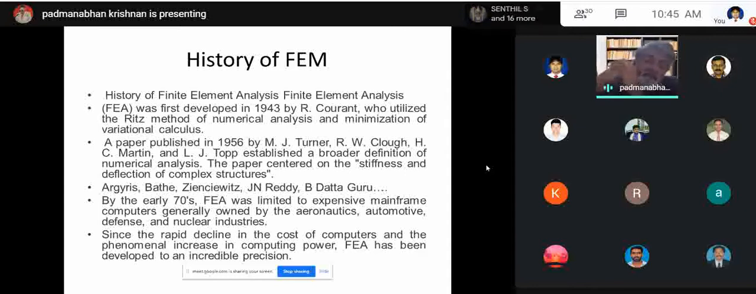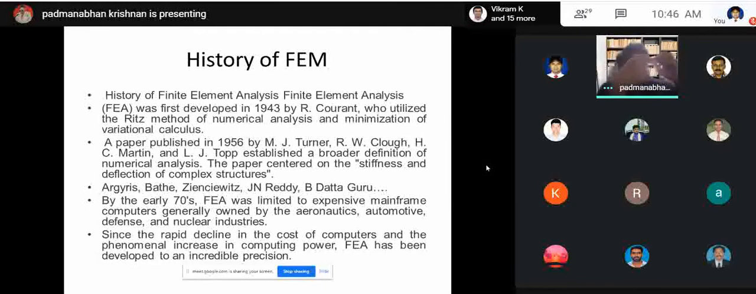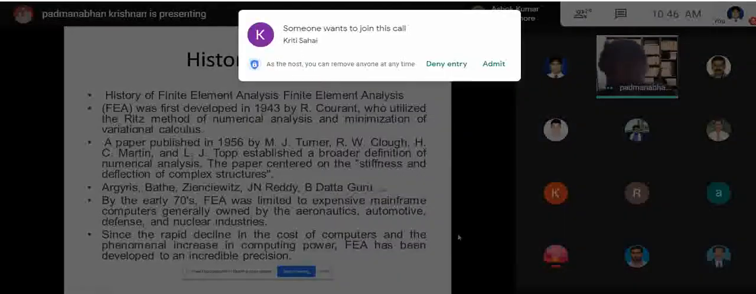By the early 70s, FEA was limited to expensive mainframe computers, generally owned by aeronautics, automotive, defense, and the nuclear industries. Since the rapid decline in the cost of computers and the phenomenal increase in computing power, FEA has been developed to a very incredible level of precision.